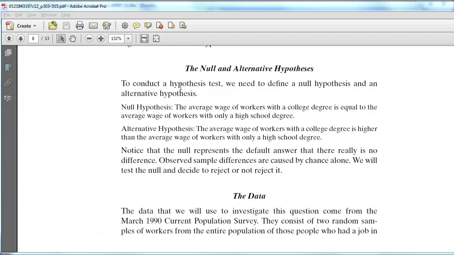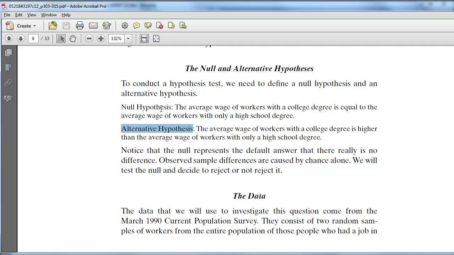Here are the null and alternative hypotheses. The null hypothesis is that the average number of hours worked for workers with a college degree is equal to the average number of hours worked for people with a high school degree. The alternative hypothesis is a little different from what's stated here. We'd actually do a two-tailed test. The average number of hours worked by workers with a college degree is different from, not equal to, the average number of hours worked for workers with only a high school degree.